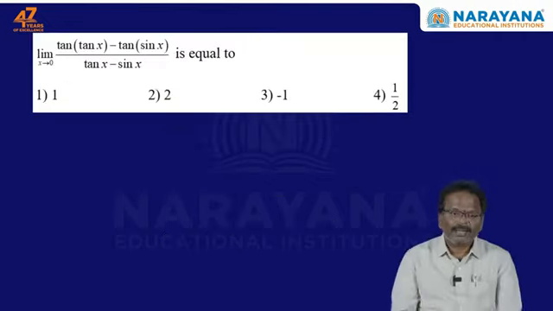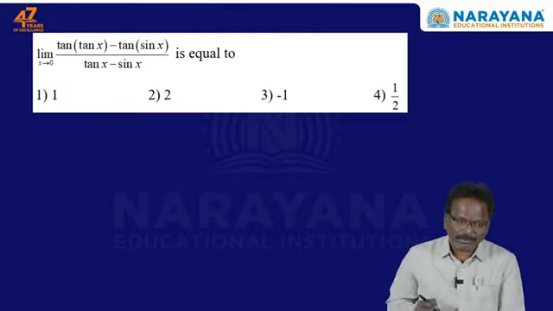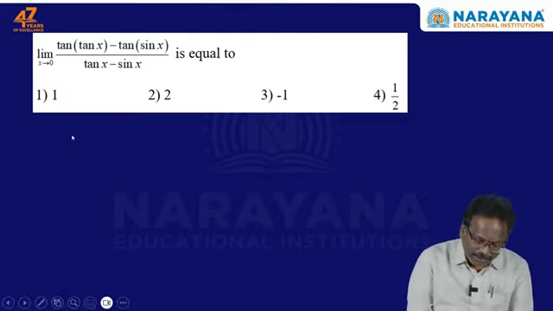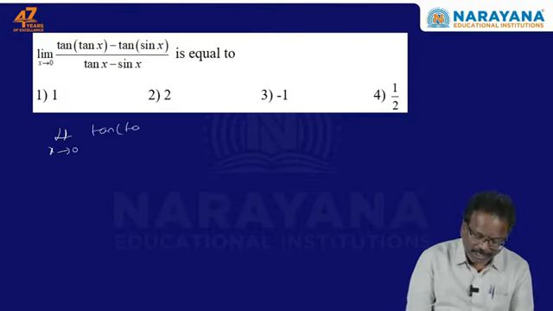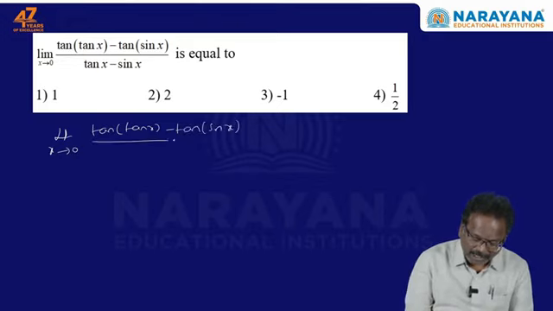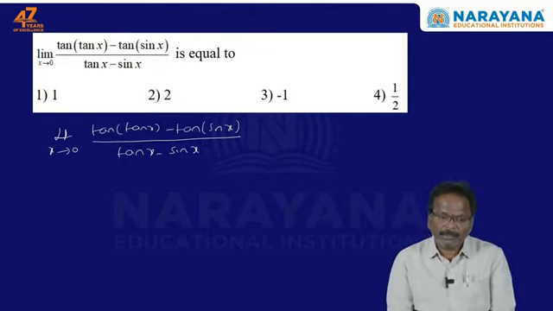Okay, now next one, from limits. Limit x tends to 0 of tan of tan x minus tan of sin x, by tan x minus sin x. This is a simple and moderate question. If you substitute the limit x equal to 0, this will become 0 by 0.